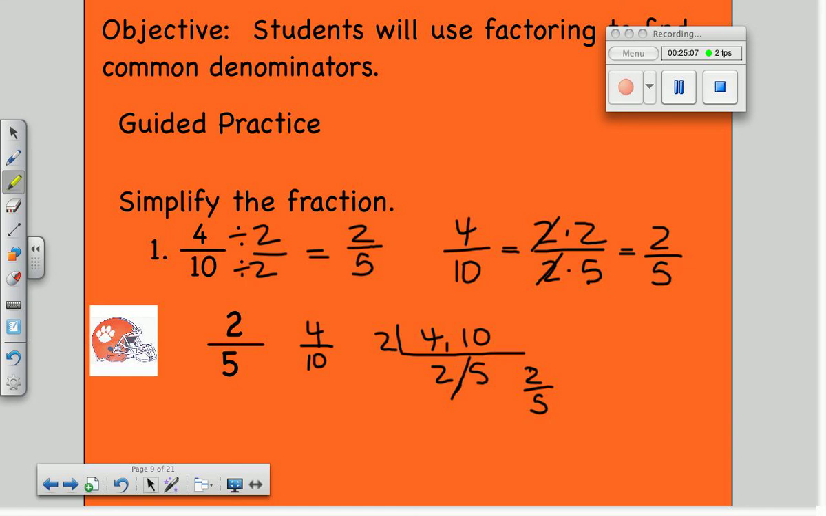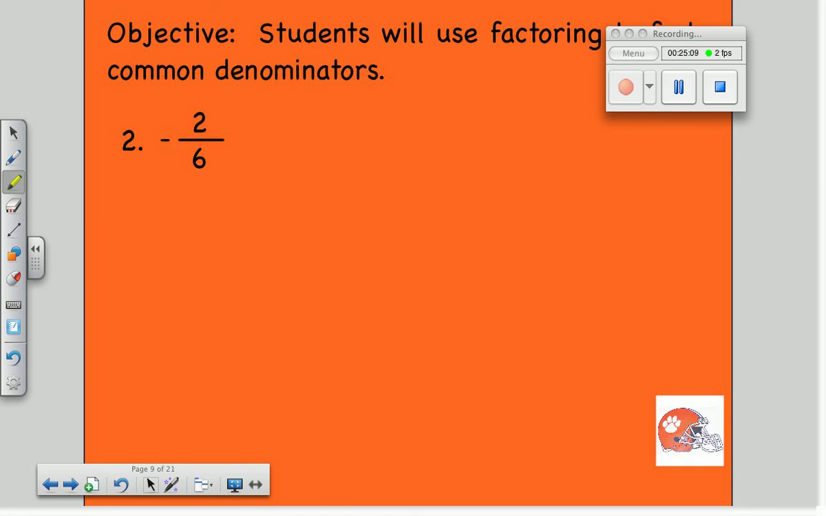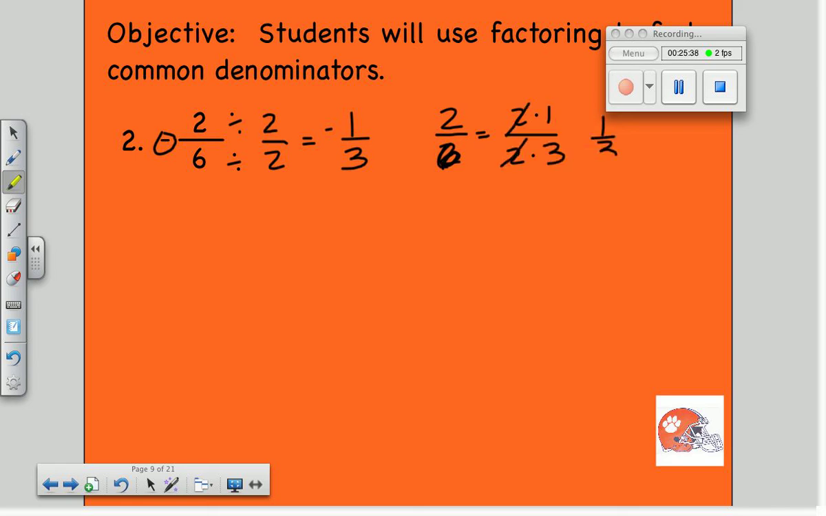Okay? Negative 2/6. Again, all three ways. Divide them both by 2 is one way. You get 1/3 and make sure it's negative 1/3 because this is negative. Okay? Negative 1/3. That's one way. Another way, factors of 2 and 6. So we have 2 times 1 and we have 2 times 3. 2 and 2 are common factors, so 1/3 is what's left.